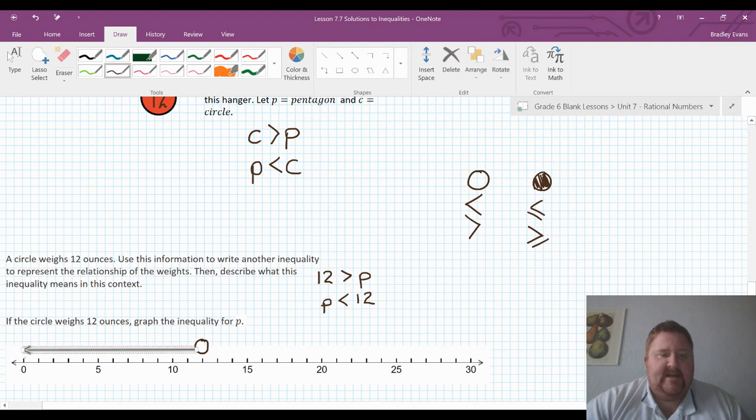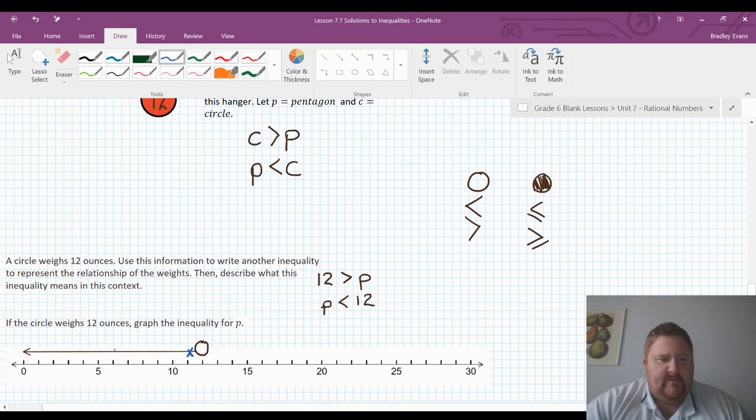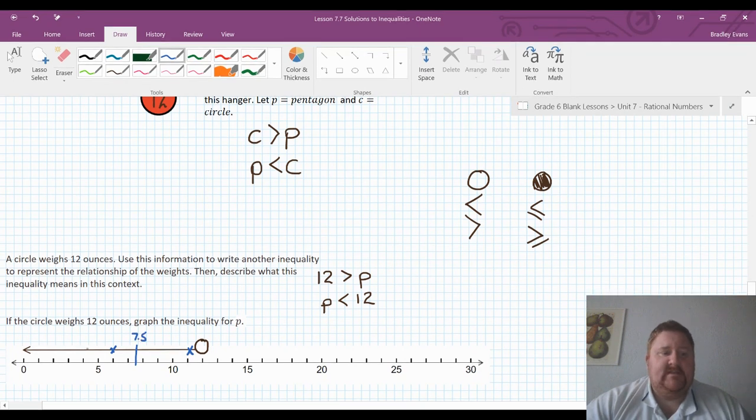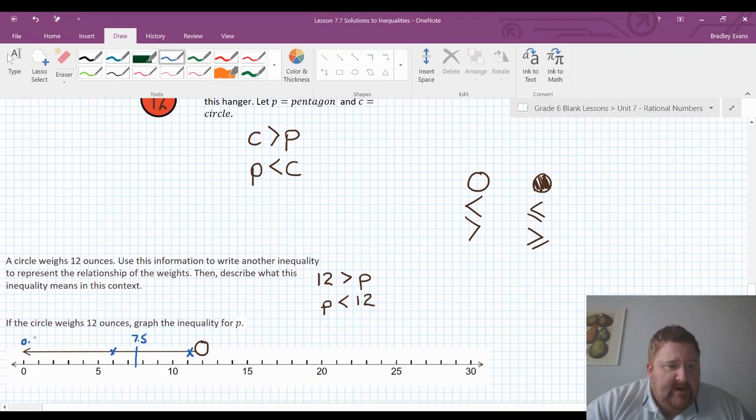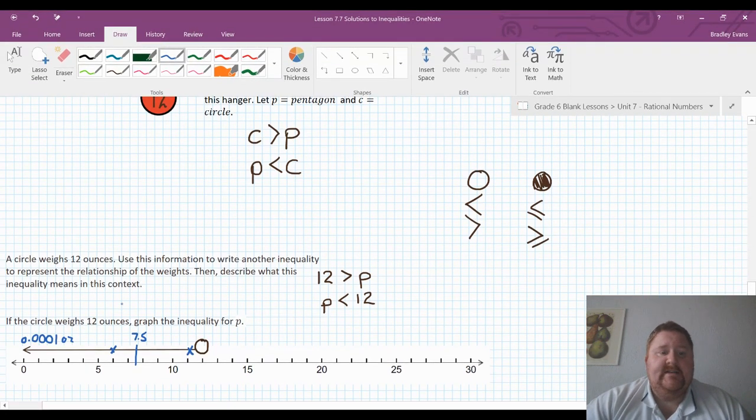Now I'm also going to stop at 0. Again, 0 cannot be a solution because you can't have a 0 weight. Something with 0 weight doesn't exist. So what are some possible values for P? Well, P could be 11, could be 6, might even be 7.5. We might even have some decimals. It could weigh 0.0001 ounces, but it cannot weigh 0.